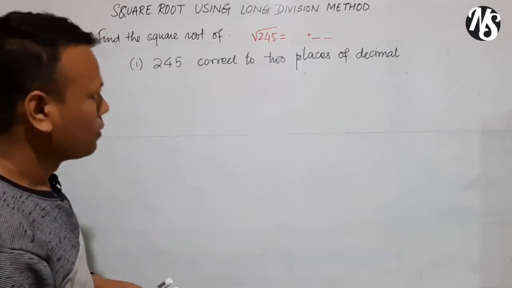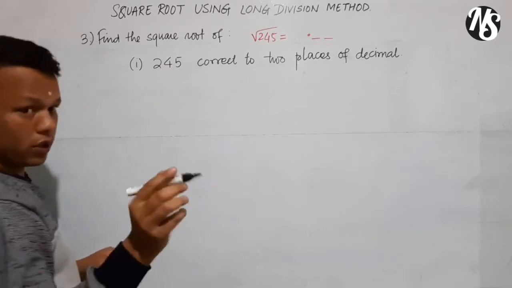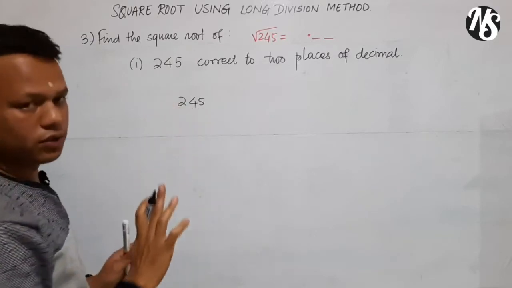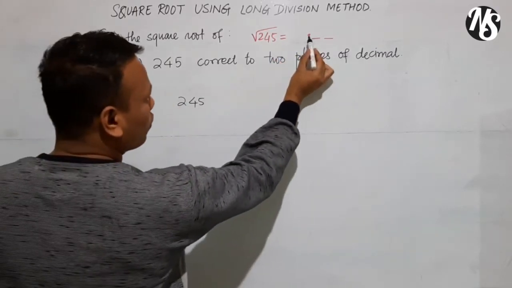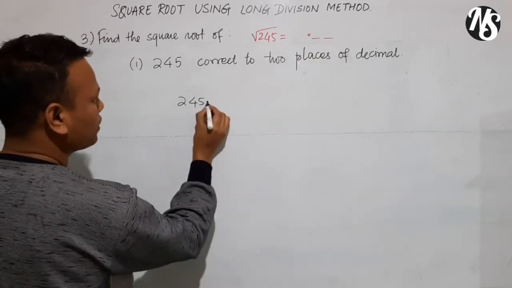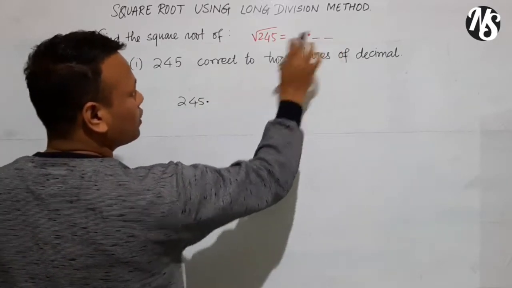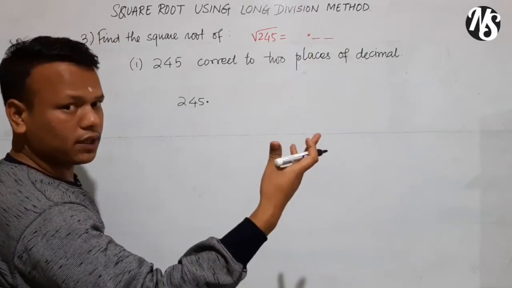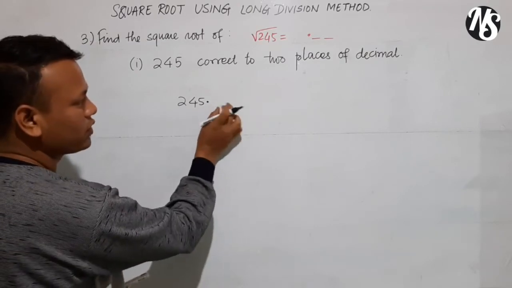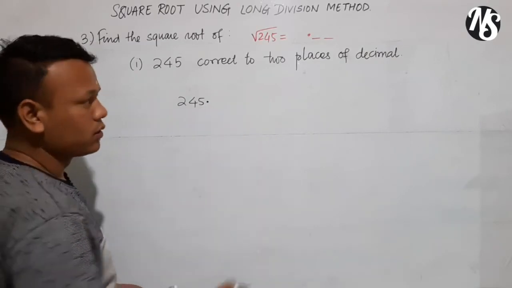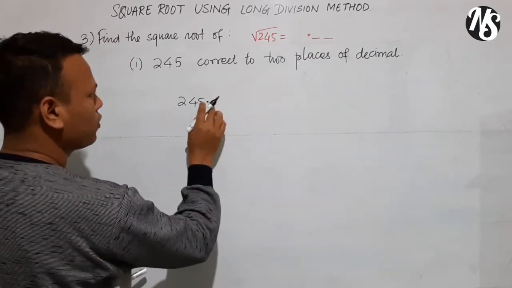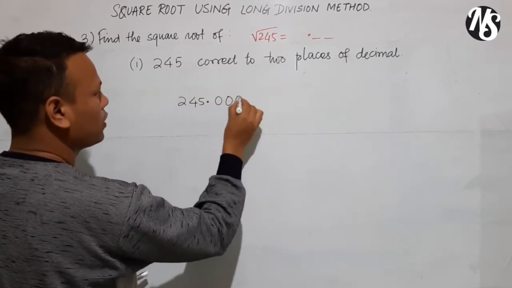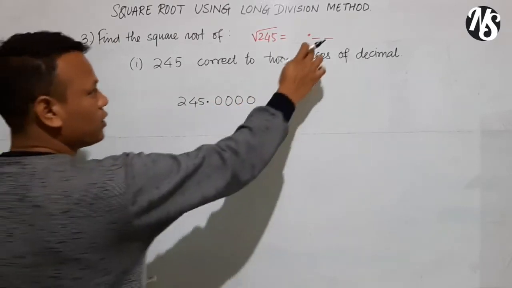So always remember, when you find square root using the long division method, if you want 2 decimal places, you have to put a decimal in the given number and write double the decimal places. Now they are asking for 2 decimal places, right? So after the decimal you have to write 4 decimal places, because double of 2 is 4, isn't it? So in order to make 245 into a decimal, you have to put 4 zeros, double of 2 decimal places.